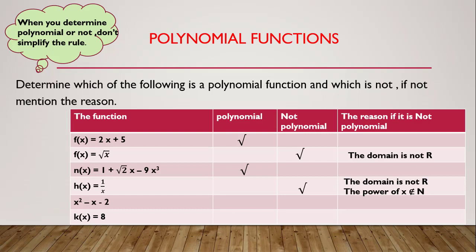Okay, the next one, x power 2 minus x minus 2. This is a polynomial, yes. k of x equals 8, also a polynomial. Okay, so if you have a function and you want to decide if it is a polynomial or not, we have two conditions. The first one, the domain and codomain should be the real numbers. The second condition, the index or the power should be a natural number. So the domain and codomain are the real numbers, and the power or the exponent is a natural number.